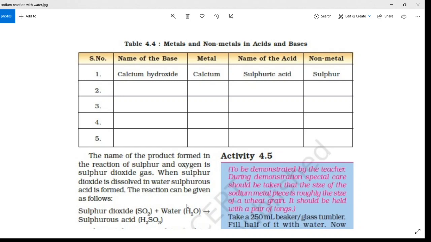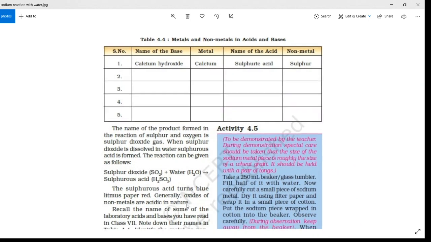You can fill in potassium. Potassium makes potassium hydroxide and copper makes copper hydroxide. On the other hand, one example of a non-metal is sulfur. Sulfur makes sulfuric acid. Another example is carbon, also a non-metal, which makes carbonic acid. Another non-metal is nitrogen, which makes nitric acid. Phosphorus makes phosphoric acid and chlorine makes hydrochloric acid. So in this way you can fill in your table 4.4.